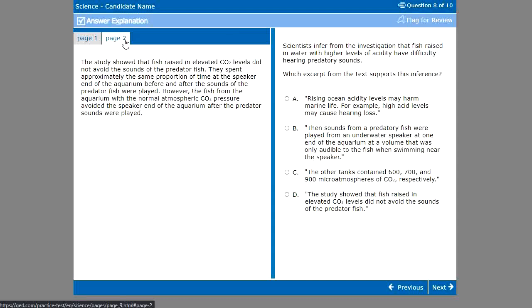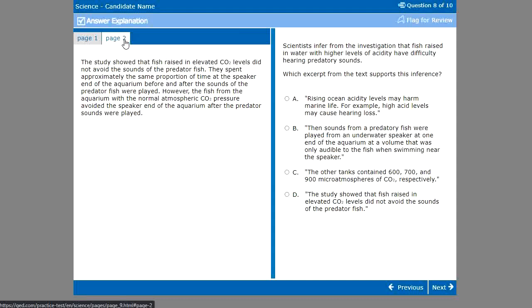Okay, question. Scientists infer from the investigation that fish raised in water with higher levels of acidity have difficulty hearing predatory sounds. Which excerpt from the text supports this inference? Rising ocean acidity levels may harm marine life. For example, high acidic levels may cause hearing loss.